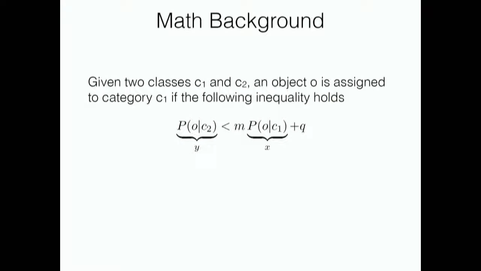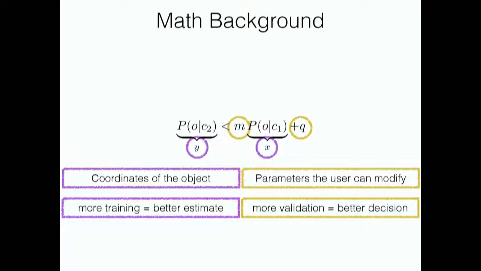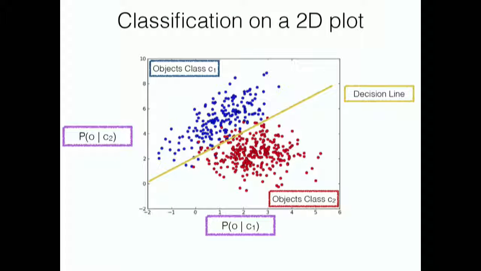Now, the nice thing about this inequality is that you can interpret the two likelihoods as the two coordinates of a Cartesian space and the inequality as the decision line. So we have elements. You have to buy labeled data to estimate the likelihoods, and you have to buy labeled data in order to adjust the line. And that's the game. So we have an objective. We want to find the best line that fits or separates the points.